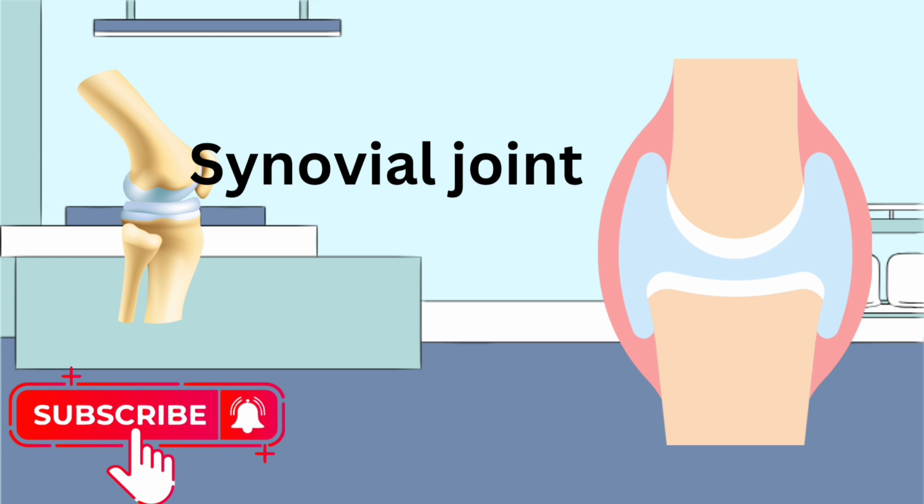Almost all synovial joints have hyaline cartilage, a capsular ligament, a synovial membrane and synovial fluid, extracapsular ligaments, muscles, and tendons. So those are the characteristics of a synovial joint.